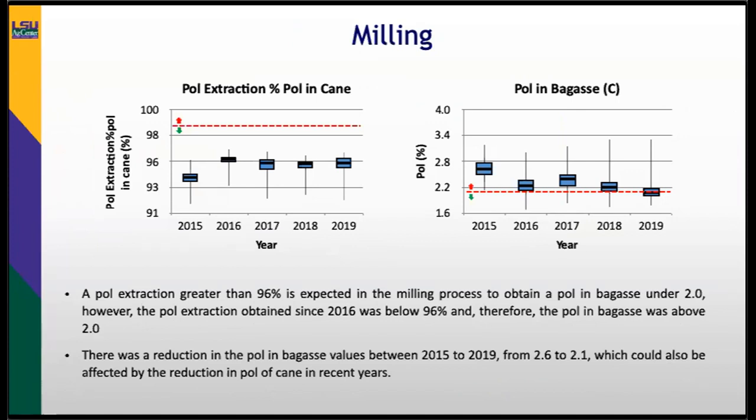Therefore, the pulp in bagasse was about 2 points, and you can see the pulp in bagasse on the graph on the right side. There was a reduction in the pulp in bagasse values between 2015 and 2019, from 2.6 to 2.1, which could also be affected by the reduction in pulp of cane in recent years.